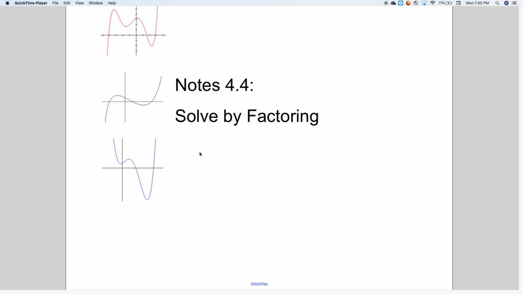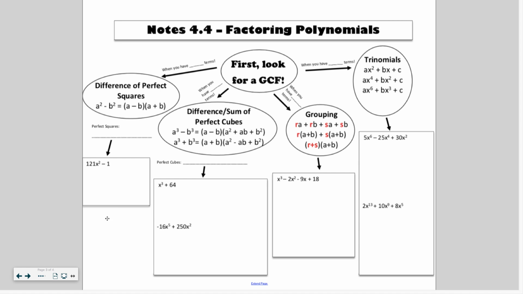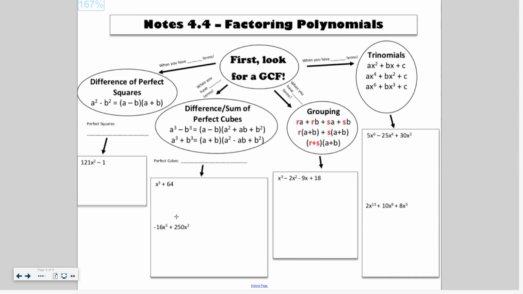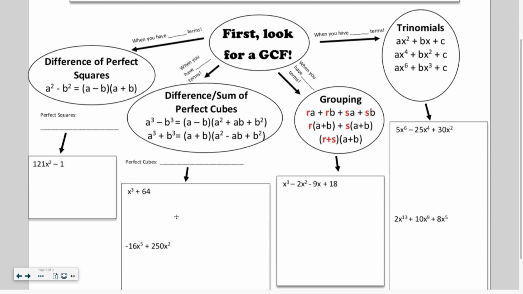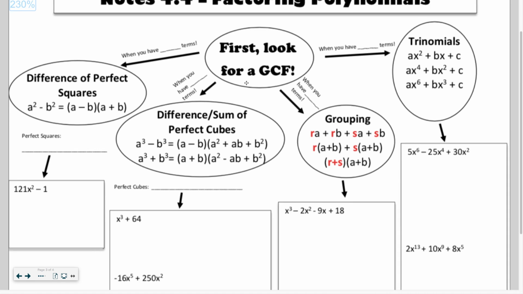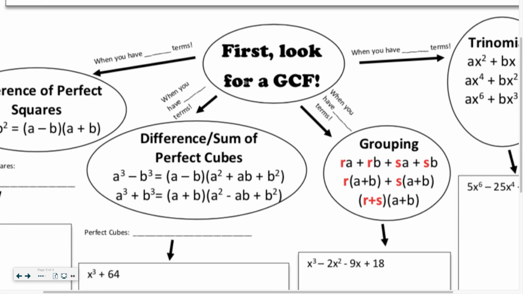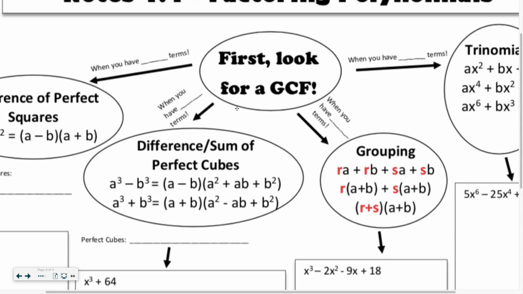The side should say Notes 4.4 Factoring Polynomials, and it's got all the bubbles and the squares, and it looks something like this, Factoring Polynomials. Okay, so I think I'll be able to zoom in. I thought I could do more. Oh, there, yeah. Okay, now look in the center of the sheet.